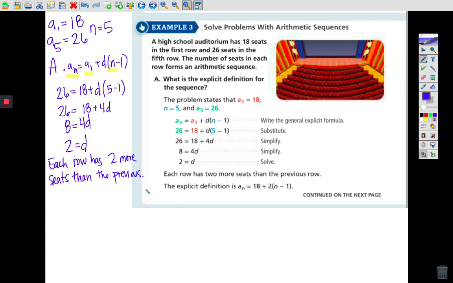So now that we know what d is, guys, we can write our explicit definition up here. Explicit definition, and I'm just going to label it as ED, that's a little easier for me. a sub n is equal to 18 plus 2 times n minus 1. That explicit definition would allow us to figure out how many seats are on row 2, 3, 4, since we already know what's on rows 1 and 5.